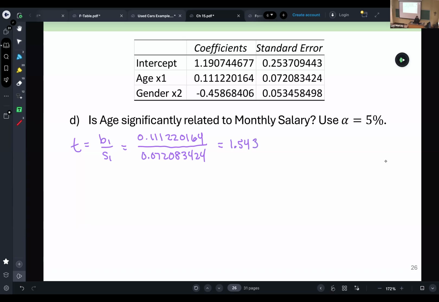1.543. Let's stop there. It's a lot of decimals. So let's look at the t critical value. Now, how many degrees of freedom would we have here? We need the degrees of freedom: N minus K minus 1. Did I say there were 15 employees? So N is 15. And what is K? Yep, 2. So that's 15, 14, 13, 12, right? 12 degrees of freedom. Let's take a look at our F table for 12 degrees of freedom.